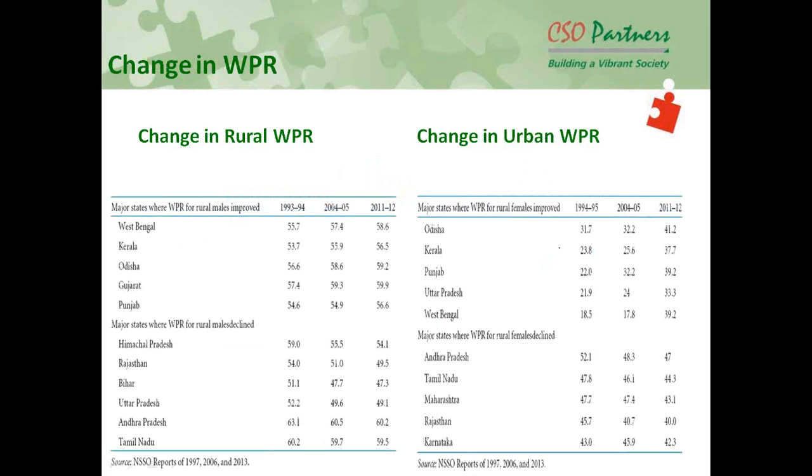Now, I will not get into so much detail in this list. The only thing is, did you know that there are some states where the work participation ratio has declined? This is what I have highlighted. You see, in Himachal Pradesh, Rajasthan, Bihar, Uttar Pradesh, Andhra Pradesh, and Tamil Nadu, the work participation rate has declined. This is the rural area, and at the same time, this is the urban area where it has declined. In which states? It is Andhra Pradesh, Tamil Nadu, Maharashtra, Rajasthan, and Karnataka.